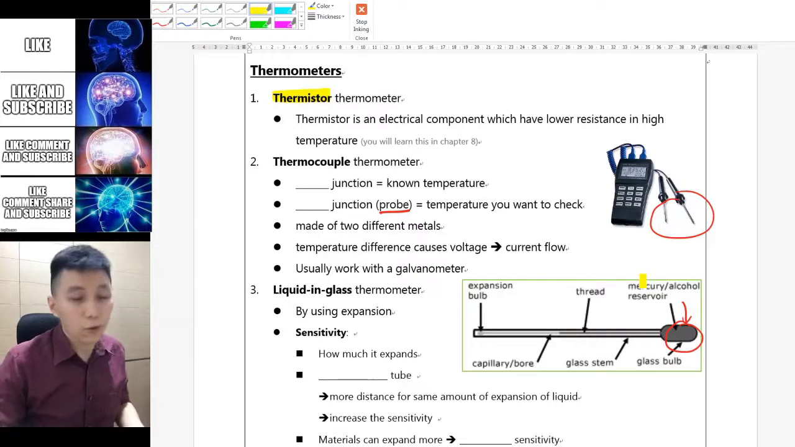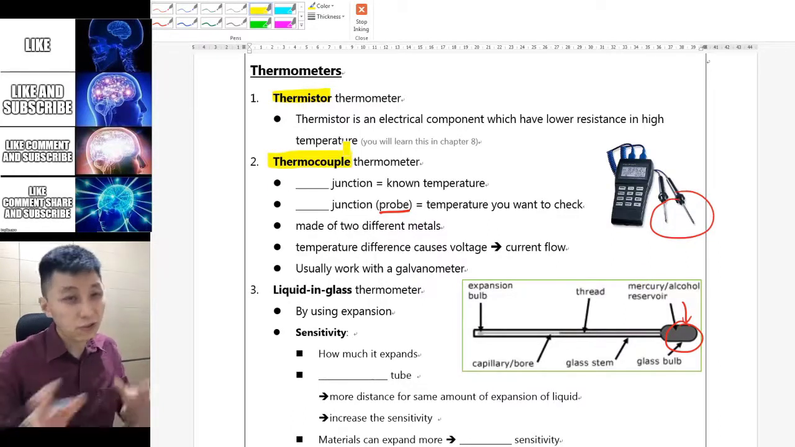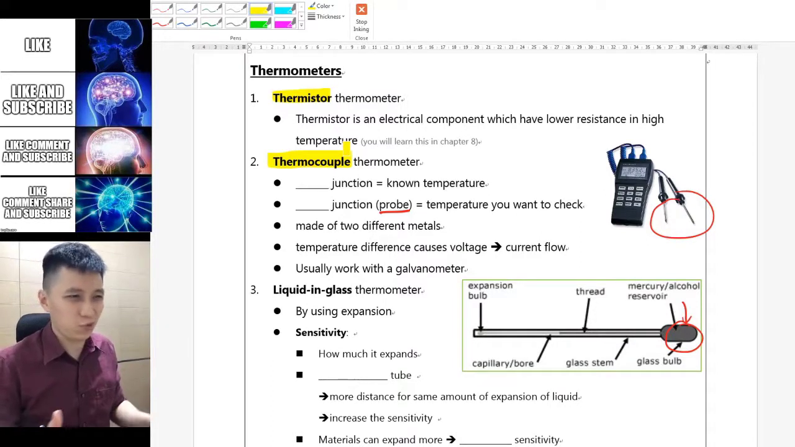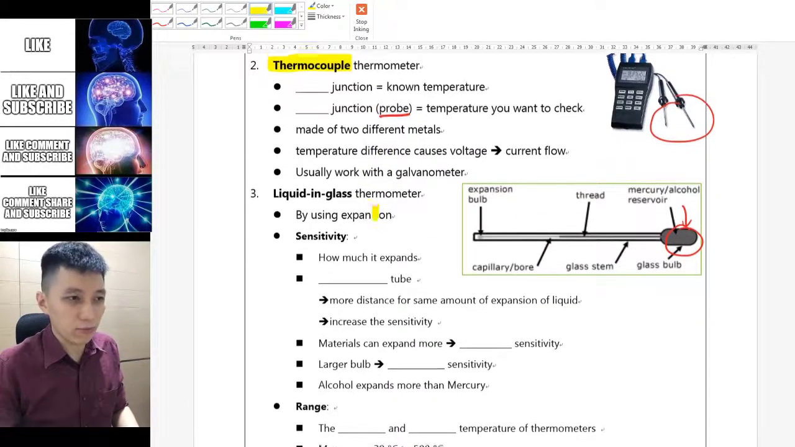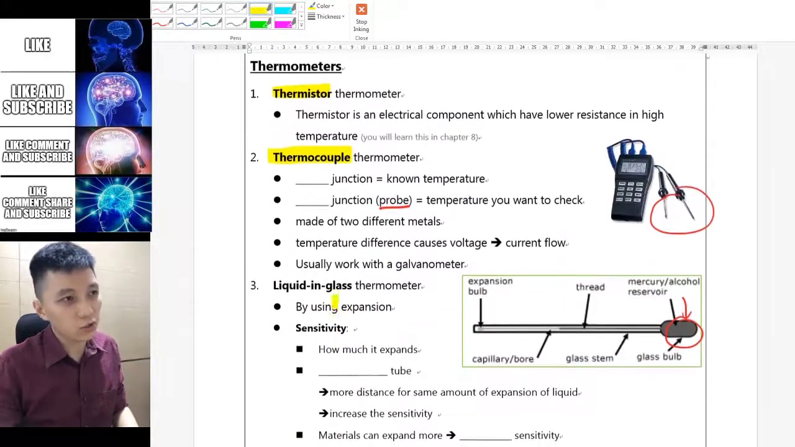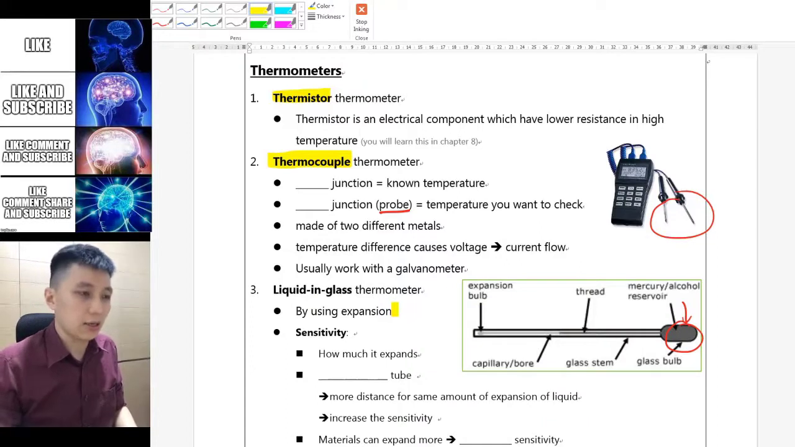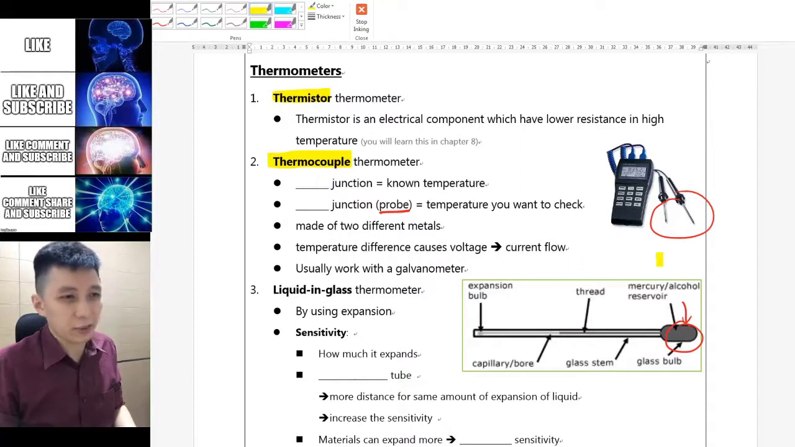The second one is called thermocouple, and I am 100% sure that you have never used it or known about it before, because when I was a student, I didn't know this as well. There's no way that you will use it in daily life, because usually it's quite expensive, and therefore it's more for industrial use or scientific experiment. In terms of the properties, which we'll mention later, like sensitivity and range, this one usually outperforms the liquid in glass thermometer, and there's a reason why it's more expensive, and internally it's more complicated as well. So let me briefly explain to you.